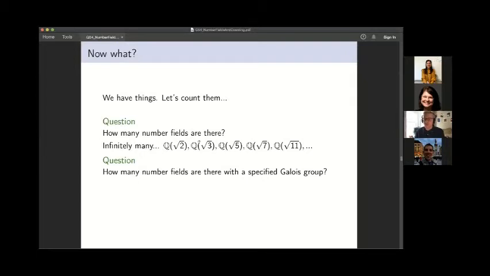So maybe you know what kind of maps you want to have acting on your number field. So you specify in advance the sort of Galois data that you want to have, and now you want to ask, okay, how many number fields have that property? Turns out this is also not a great question. There are still infinitely many. And so we need to introduce something that will let us refine the question a little bit.